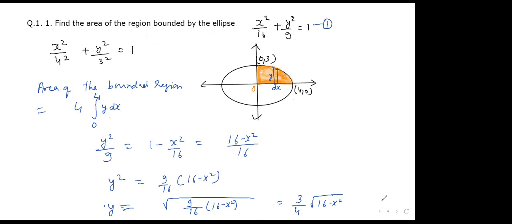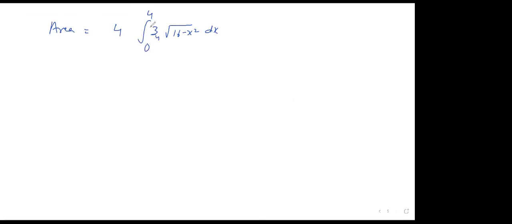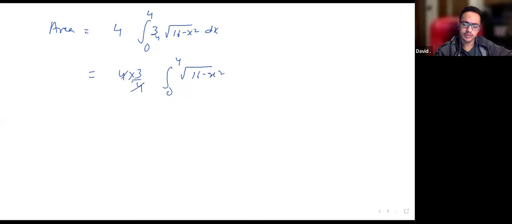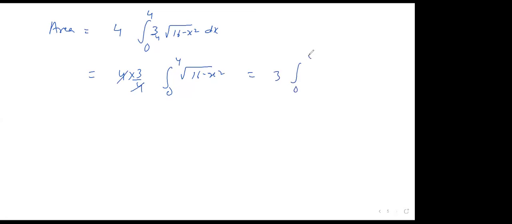Yes, sir. So this 3 over 4 is constant and can be taken outside. So further we can write 4 into 3 over 4, integral from 0 to 4 of square root of 16 minus x square. This 4 will be cancelled out. 3 times integral from 0 to 4 of square root of 16 minus x square dx.